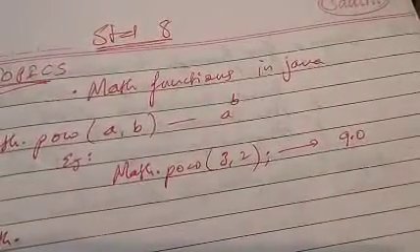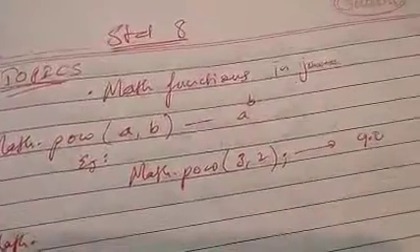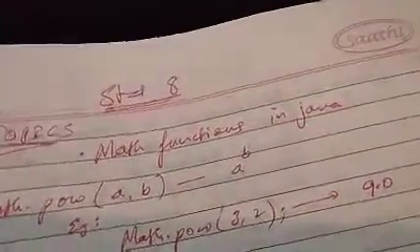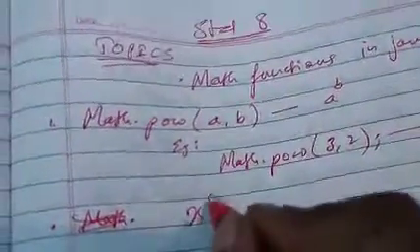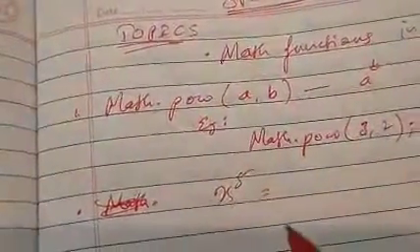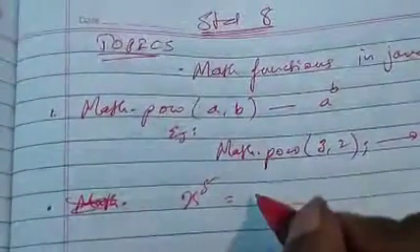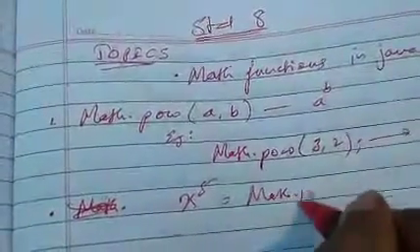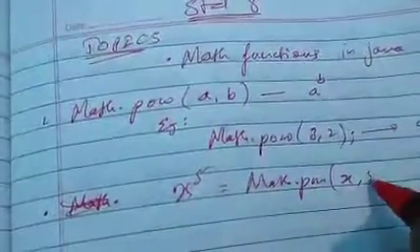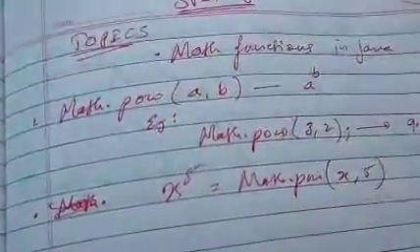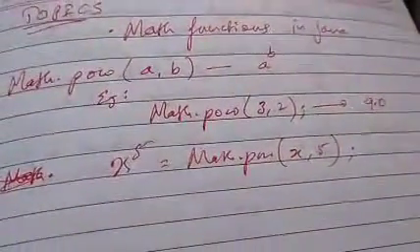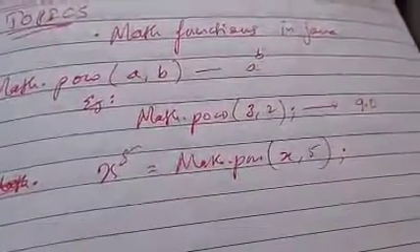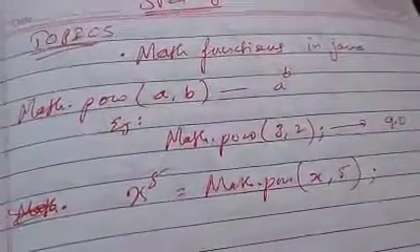Whenever we have anything like that, suppose you want to express x to the power 5, then how are you going to write it? The same thing can be written as math.pow(x, 5); with a semicolon. So this is how we write it. x to the power 5 is represented as math.pow(x, 5).